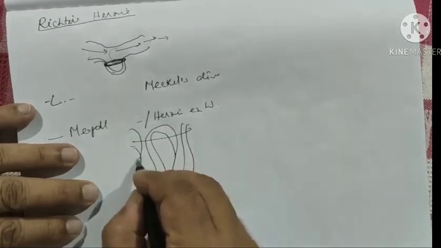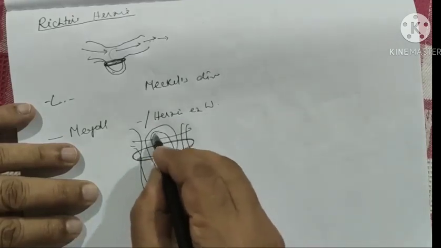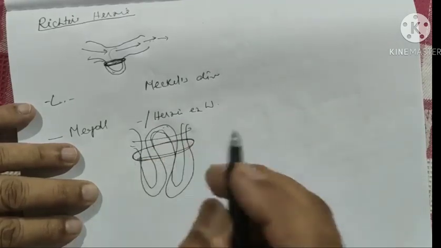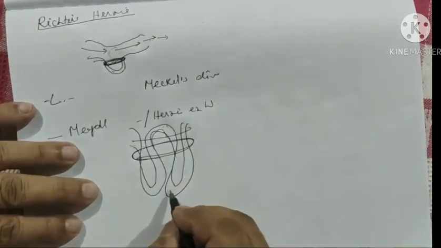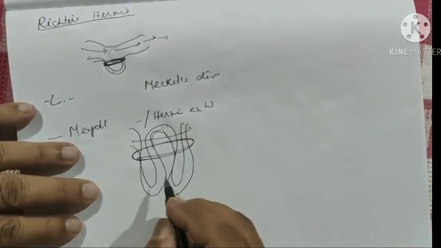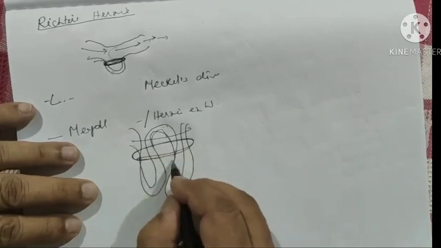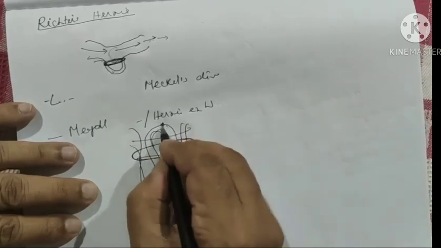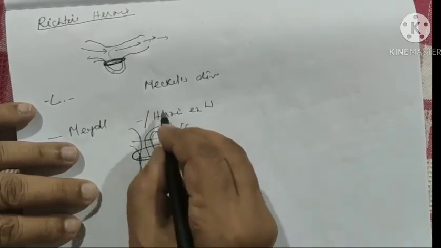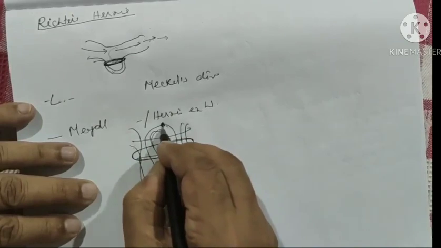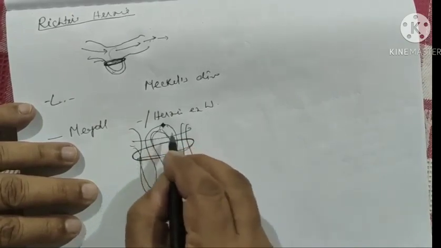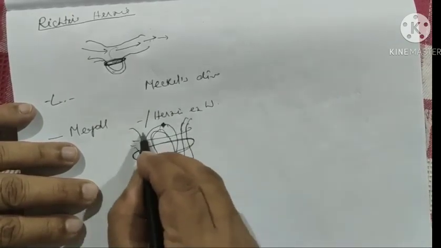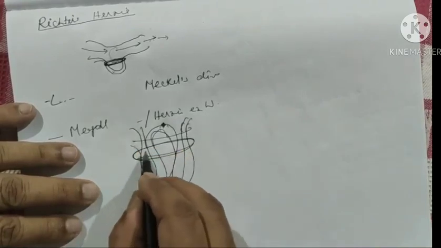Suppose this is the ring. So some portion of the intestine will be in the abdominal cavity and some portion will be outside. So this will be just like a W type. One portion of the intestine goes back into the abdominal cavity, and it will have the appearance of a W.